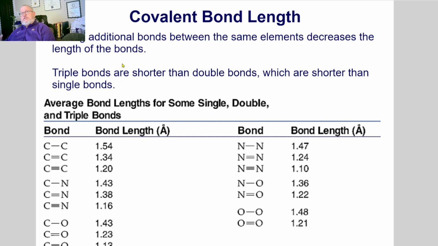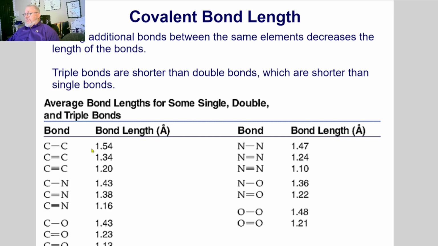All right, so these bonds start to shorten as you add more bonds, because they're having to hold on to each other, right? So if we add additional bonds, it's going to decrease the length of the bonds. That means that triple bonds are shorter than double bonds. Makes sense. And these are shorter than single bonds.